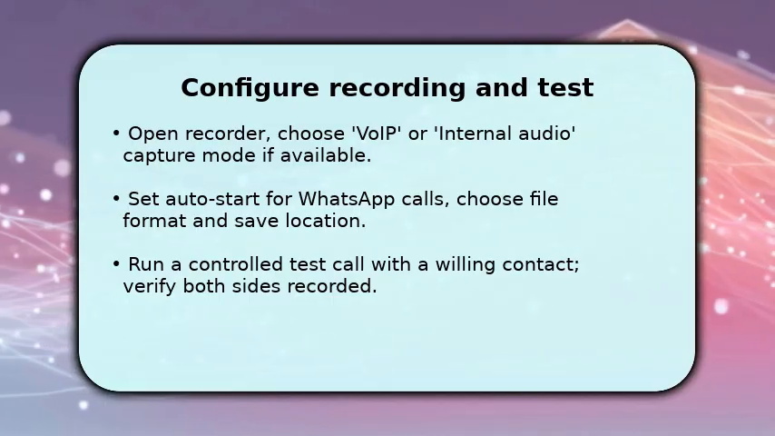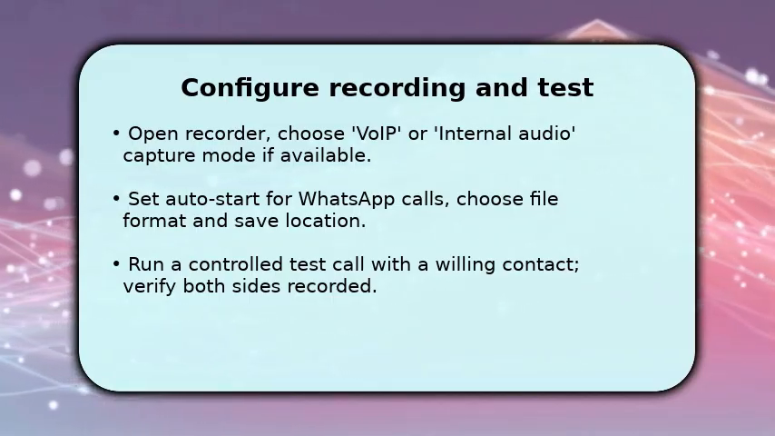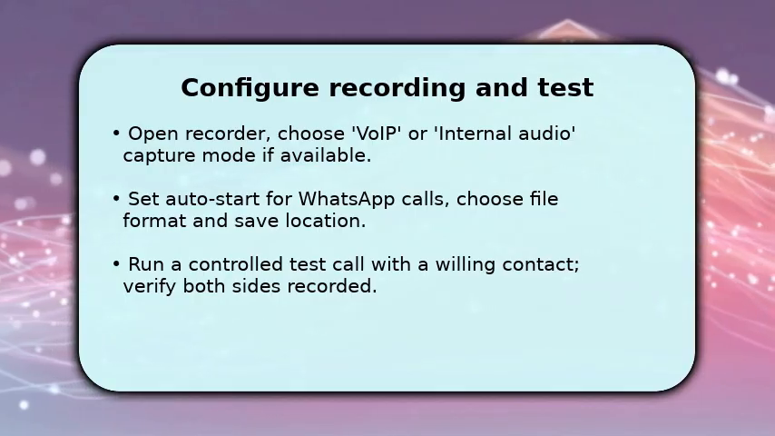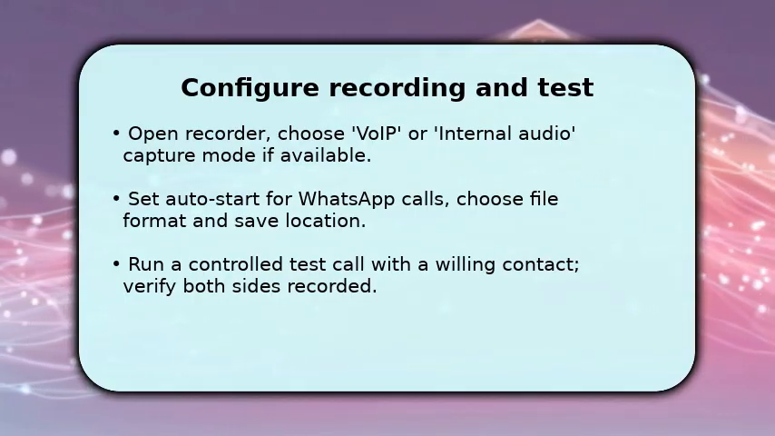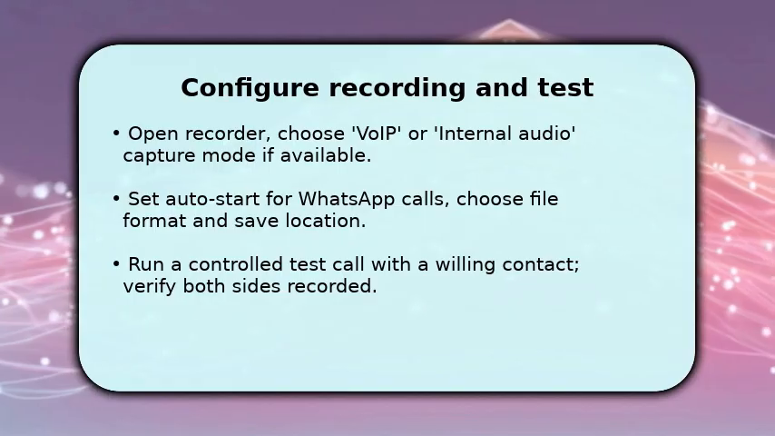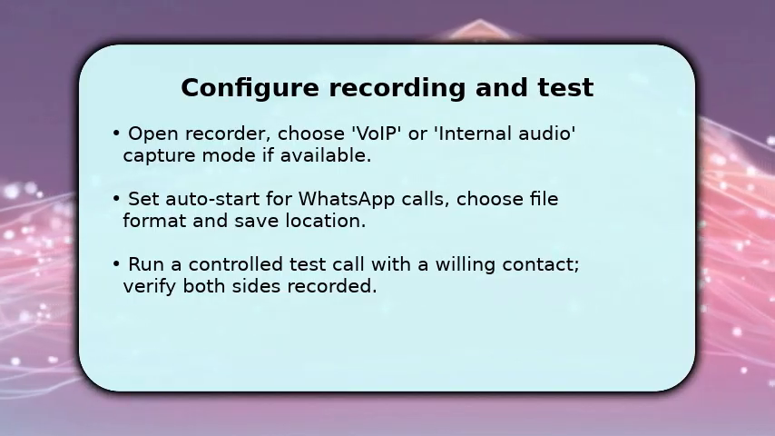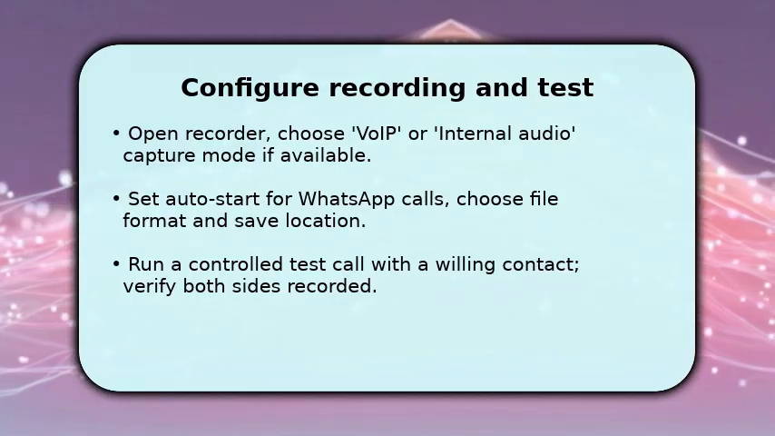Once configured, make a short test call with a friend or your secondary number and speak from both ends. Check the file right away to confirm both voices are audible and volume levels are acceptable. Then tweak mic or gain settings if needed.